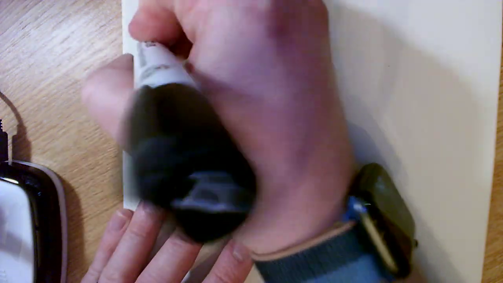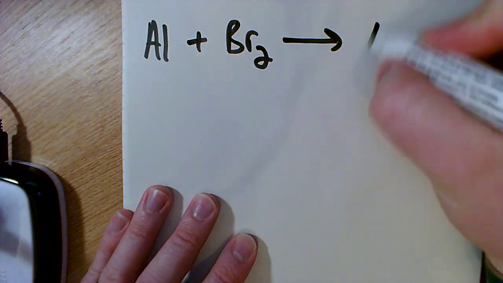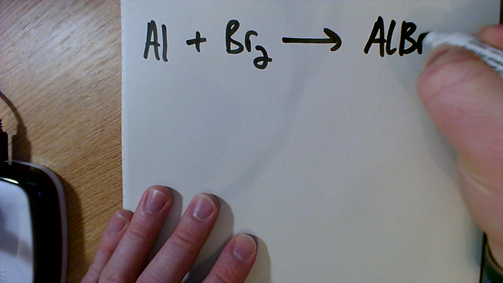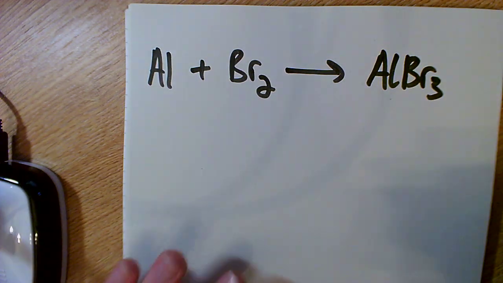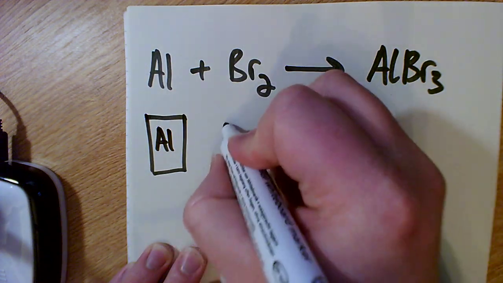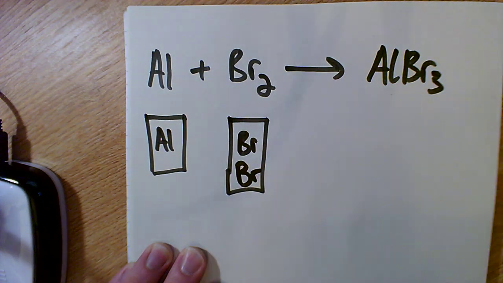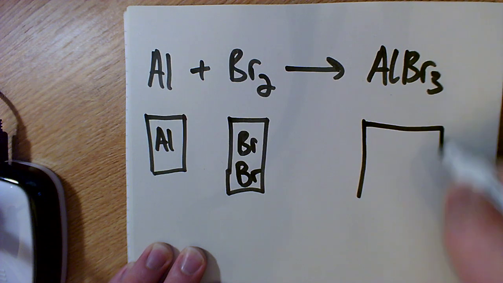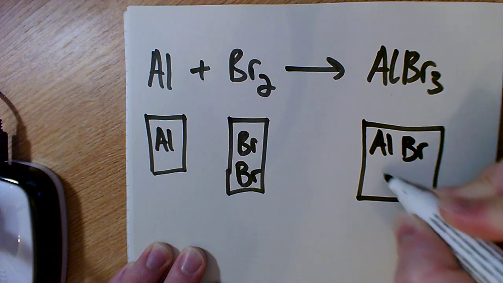Let's have a look at another situation. If we had aluminium reacting with bromine to go to AlBr3, you just want to apply the same method. Place everything into a box. So we've got aluminium, we've got bromine, we've got aluminium and 3 of the Br atoms over here.